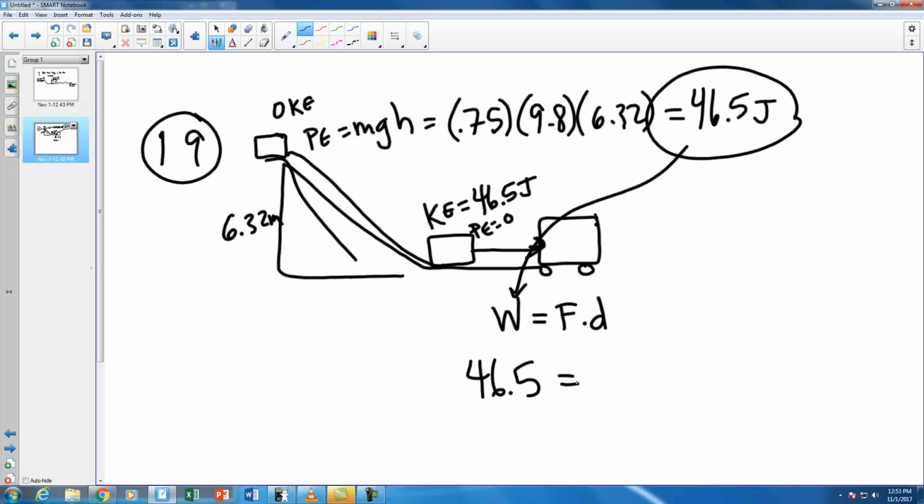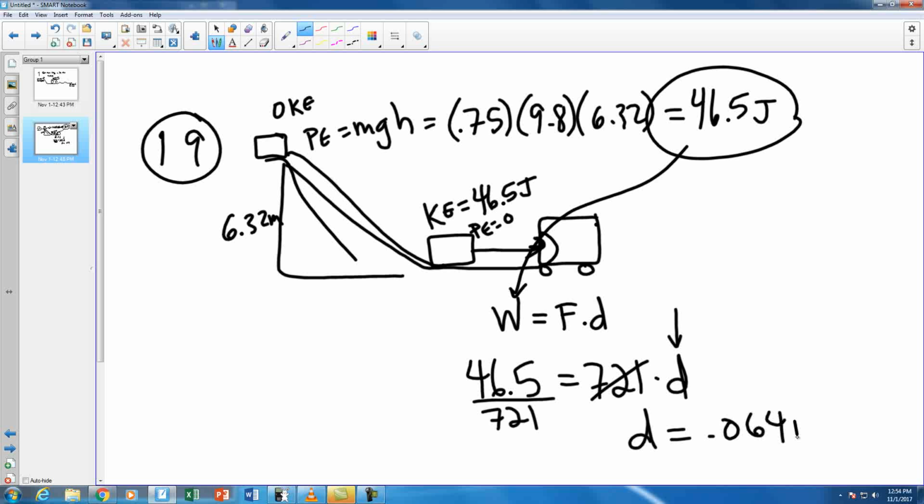We're told in the question that the cart exerts an average force of 721 newtons. And we want to know, how far does it go forward? In other words, how far does the dent become before the cart stops? And so if we were to divide this by 721 on both sides, the depth of the dent will be 0.064 meters, which is roughly 6.4 centimeters.